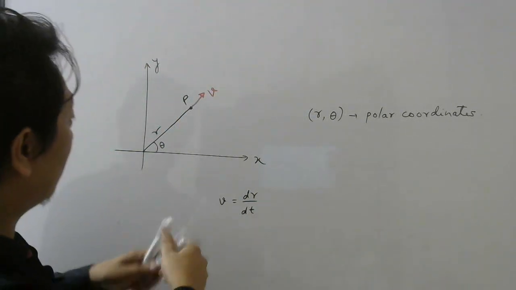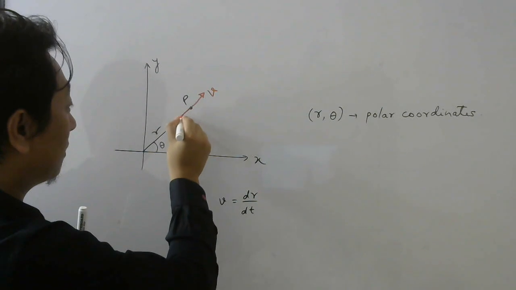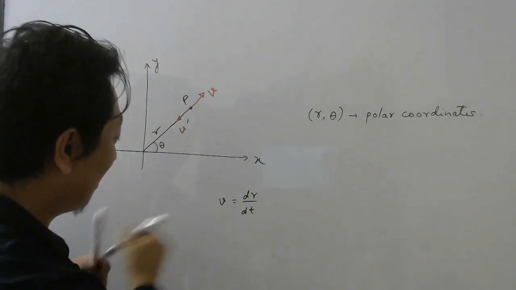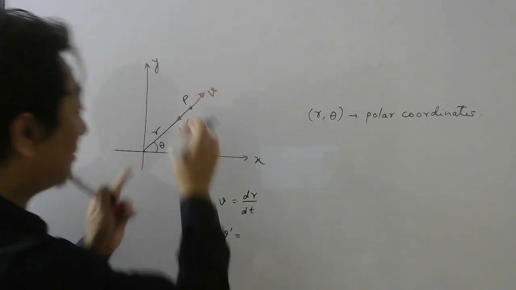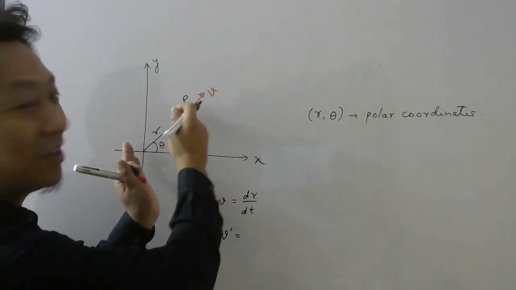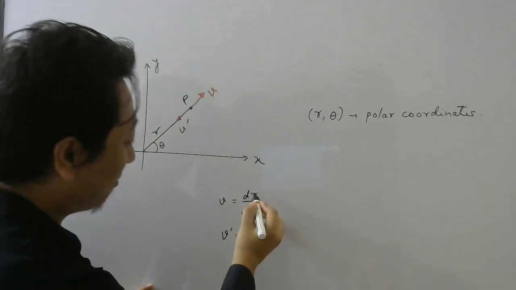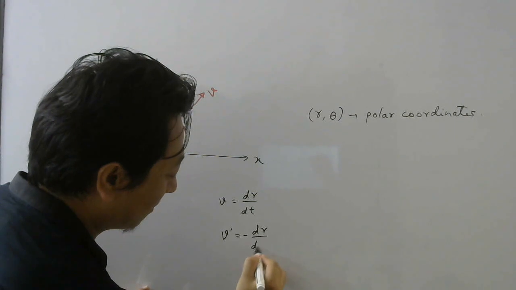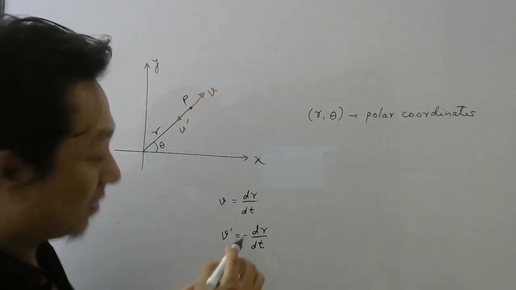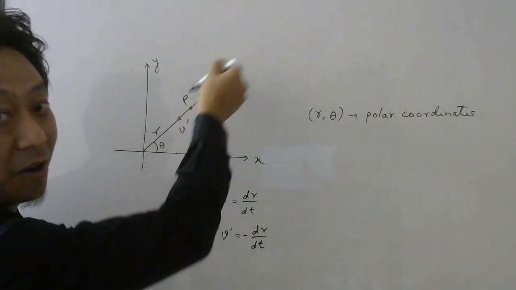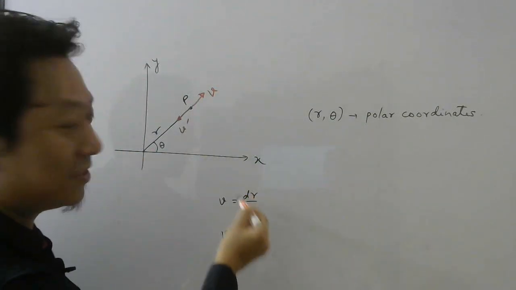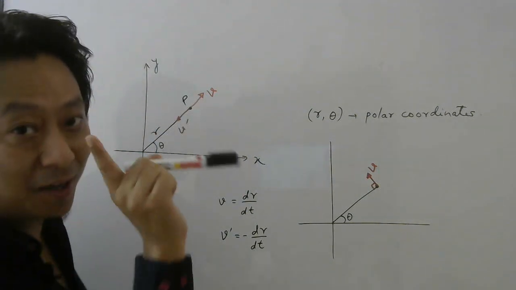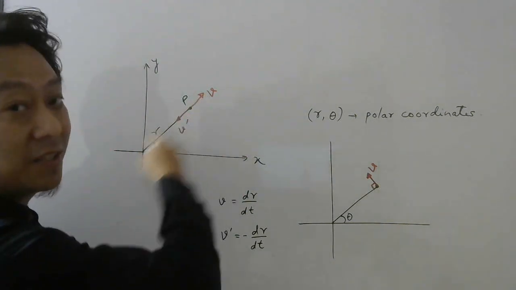Now what if the particle is coming in this direction? Let's say this speed is v dash. Then how would I write this? Well, now this distance is still changing, but now it is not increasing, it is decreasing. So if this r is decreasing, then we write this as minus dr by dt. So the minus sign here means that your speed is in the direction of decreasing r, not increasing r.